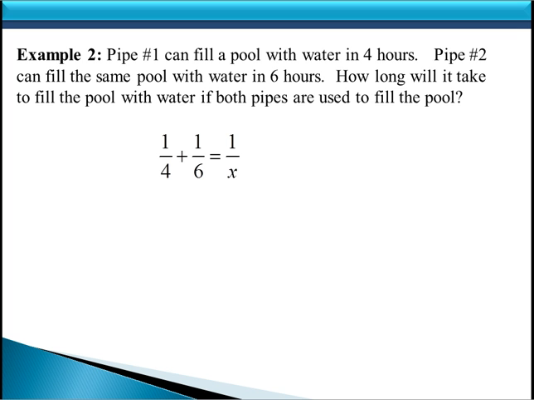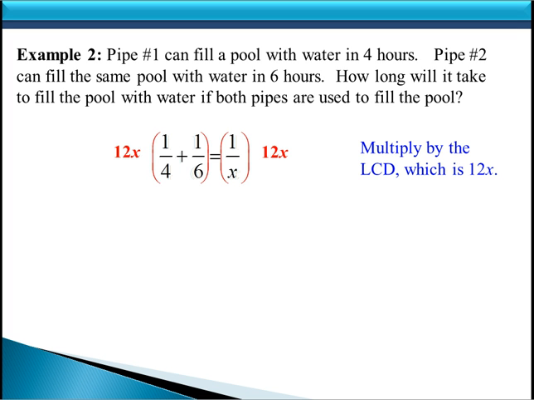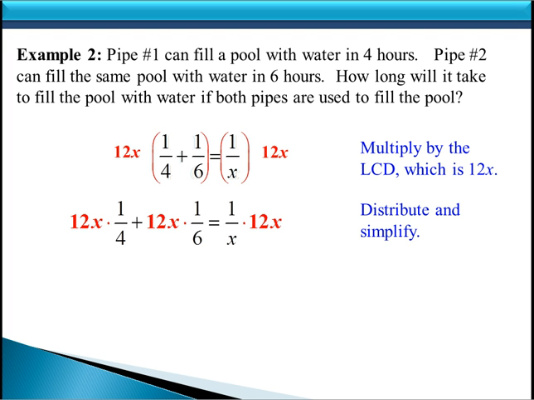Okay, so let's solve this equation. In order to do that, we're going to find the least common denominator of all the fractions. If you think about that, you should come up with a least common denominator of 12x. And what we do with that least common denominator is multiply both sides of the equation by that LCD. On the left side, we're going to have to distribute because there's more than one term. So that's going to look like 12x times 1/4 plus 12x times 1/6 equals 12x times 1/x.